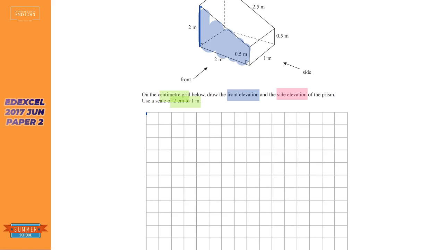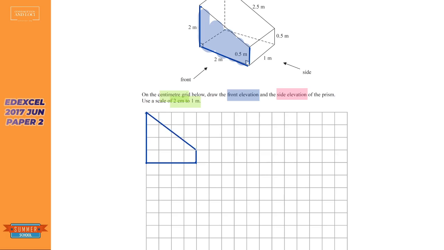And the first thing I'm going to do is draw this line here. That's 2 meters, but it says use a scale of 2 centimeters to 1 meter. So I need to do 2 squares for every meter. So that would be 1 meter, and that would be 2 meters there. So it's going to go across 4 squares. It's then going to go up half a meter. Now half a meter would just be 1 square. And then I always save the diagonals till last, because with the diagonals you just join up what's remaining.